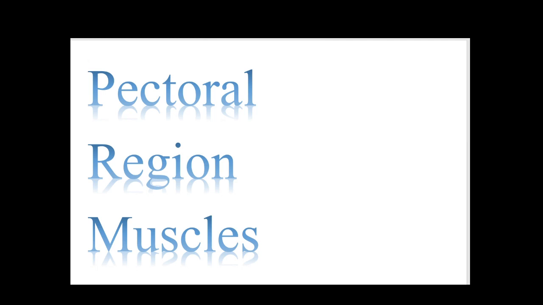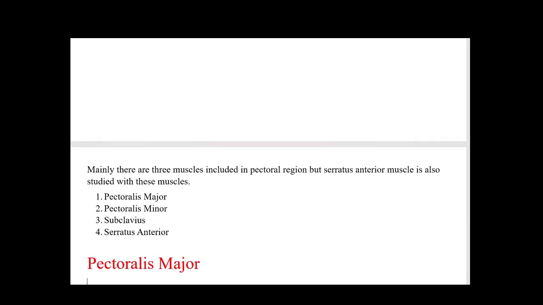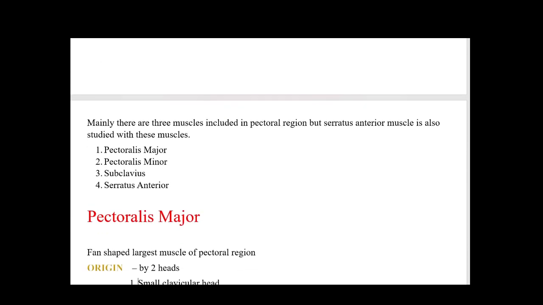Hello friends, let's study our topic pectoral region muscles. Mainly there are three muscles included in the pectoral region, but serratus anterior muscle is also studied with these muscles. In this lecture, in total we study four types of muscle: pectoralis major muscle, pectoralis minor muscle, subclavius muscle and serratus anterior muscle. Let's start today's topic with pectoralis major muscle.